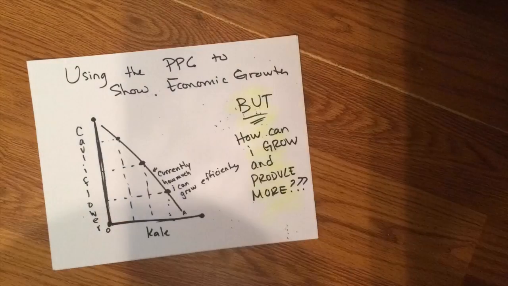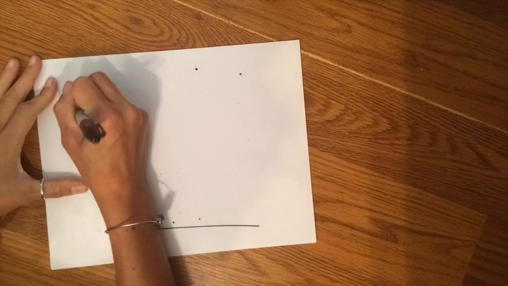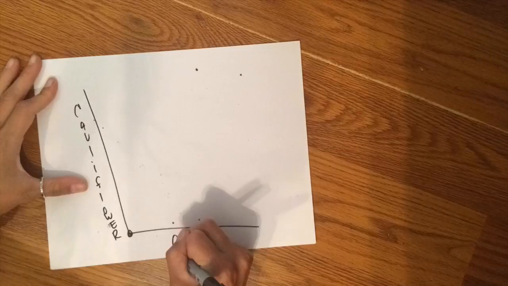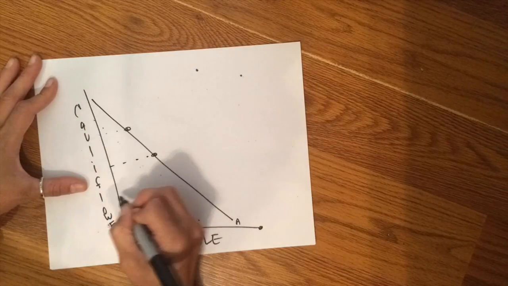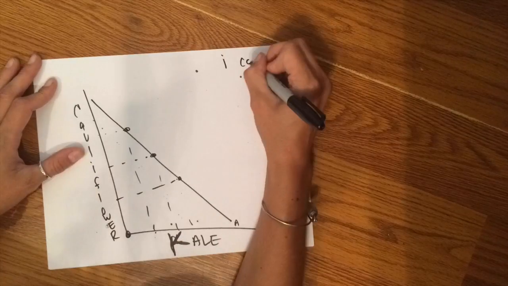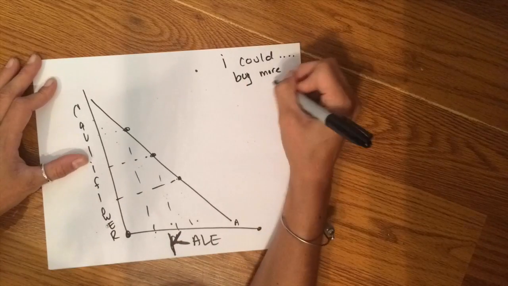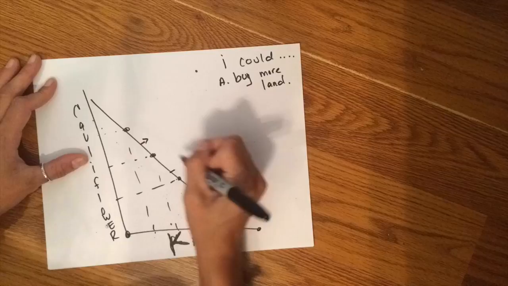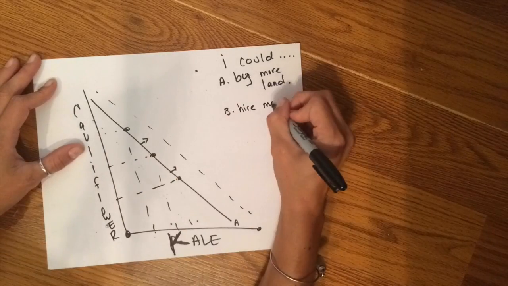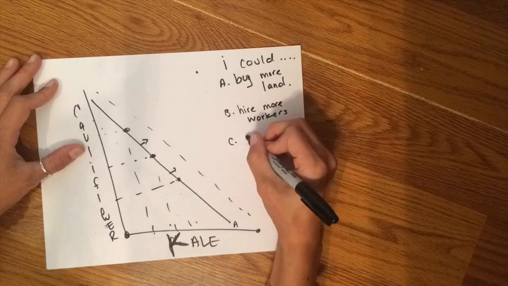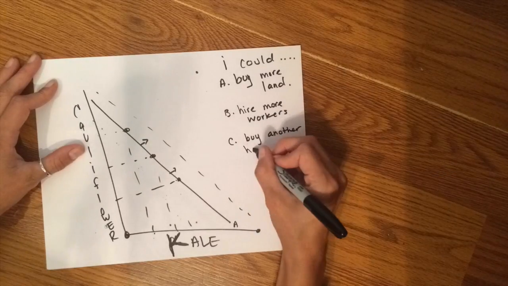All right, so let's see what I can do to grow my garden. In order to make more cauliflower and kale, I know that I am already efficient, so I'm producing on the line. The only way for me to get to the right would be to potentially invest in capital by buying more land. Having more land would mean more places for me to plant cauliflower and kale. I could also hire more workers. Maybe I need help picking in the garden.